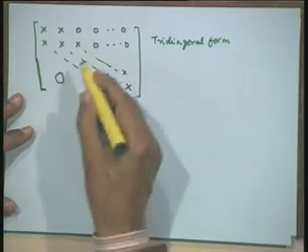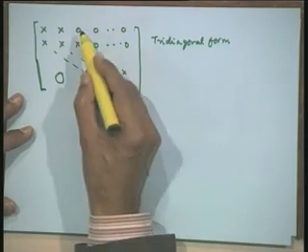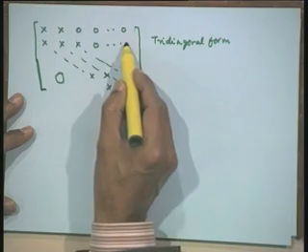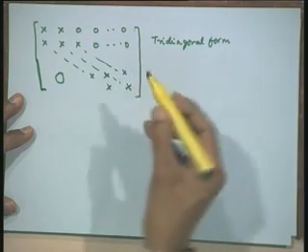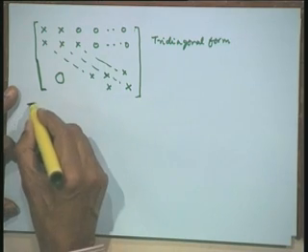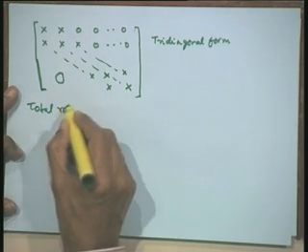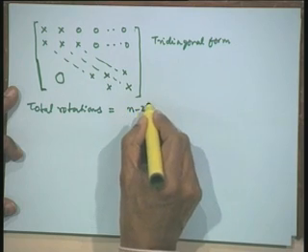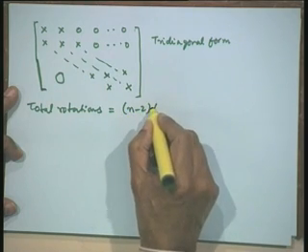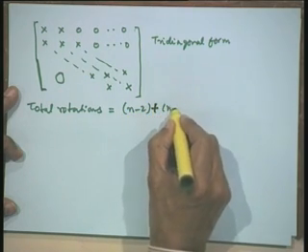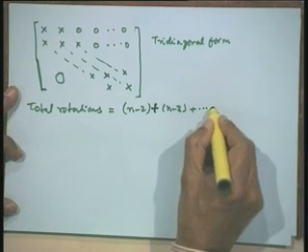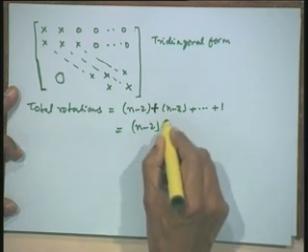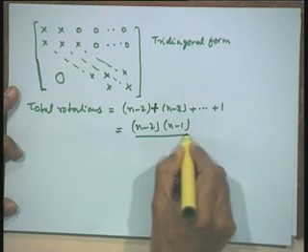Now, the number of rotations we can count here, there are n minus 2 to be set in the first row, n minus 3 in the second row and 1 here. Therefore, the total number of rotations is n minus 2 plus n minus 3 and so on plus 1. Therefore, this is n minus 2 into n minus 1 by 2.